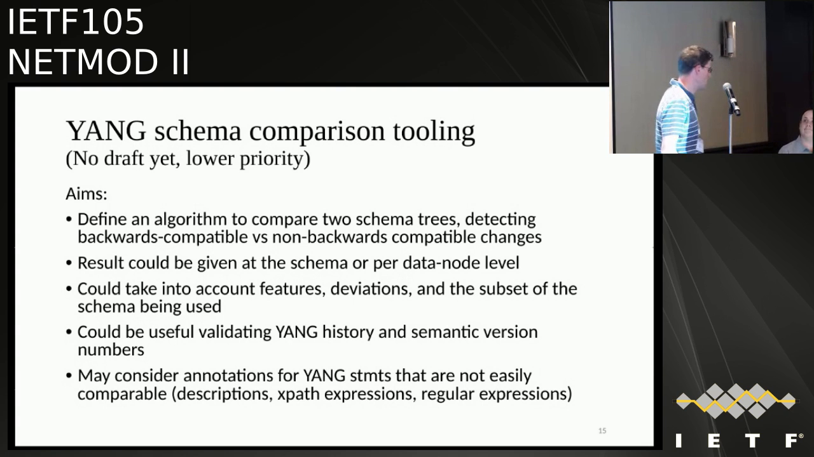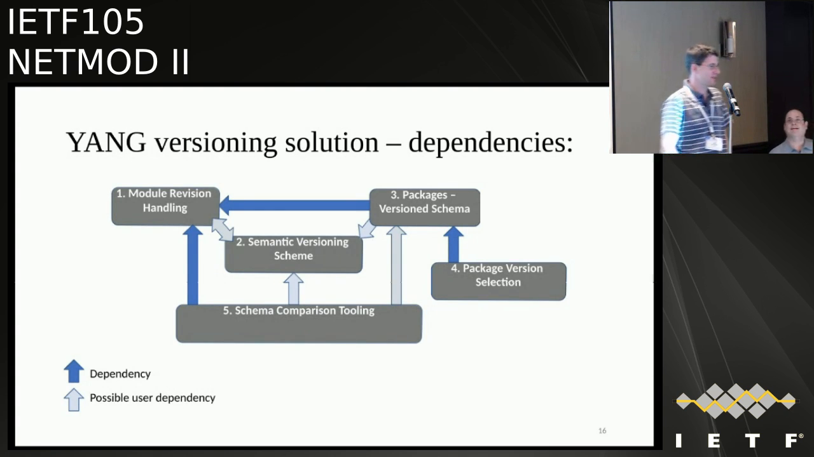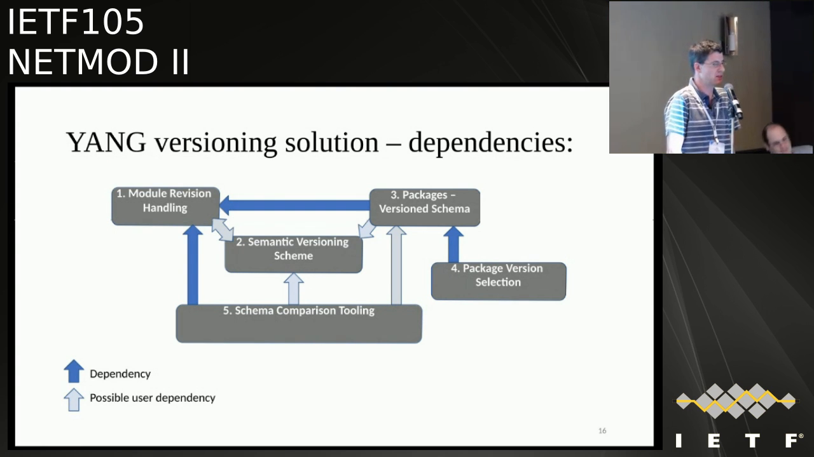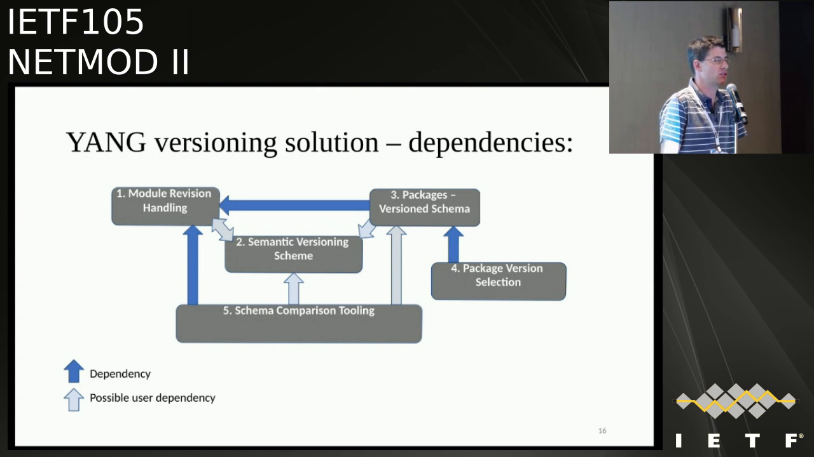Okay. Can't remember what my next slide is. Yes, so this is just a chart. I'm not sure how accurate this is. It's effectively trying to show the dependencies between the modules, between the drafts, with the darker blue arrows showing sort of proper dependencies, and then the lighter colored arrows sort of showing user level dependencies. So where you may choose to use semantic versioning scheme, for example, but there's not actually a dependency between the drafts. As you can see, the module revision handling sits at the top and probably has the key dependencies.